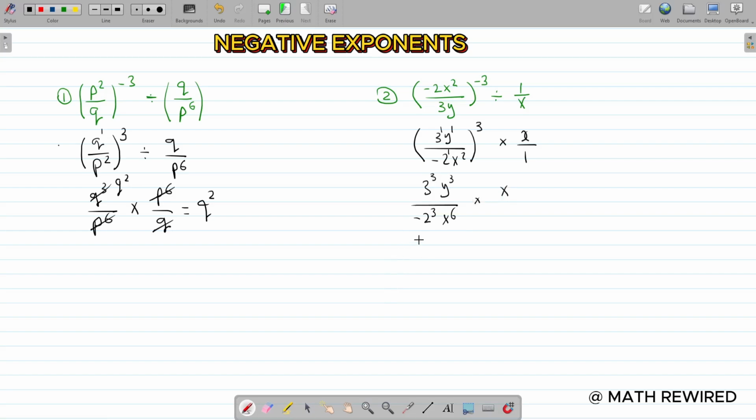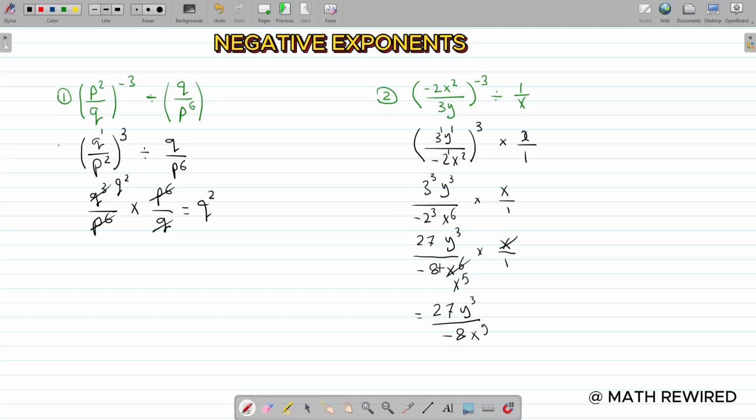Now, this here is going to give me 27 y cubed, because 3 cubed is 27, all over negative 2 cubed is going to be 8, and we have x to the power of 6 times x, or x over 1 if you wish. Now this x cancels, and this x to the 6 becomes x to the 5, because x goes into x to the 6, x to the 5 times. And my final answer will be 27 y cubed all over negative 8 x to the 5.